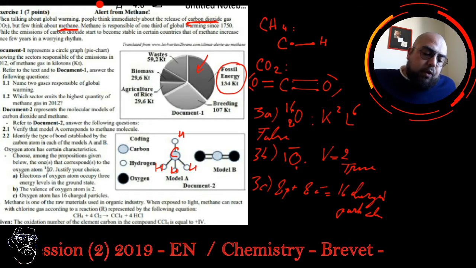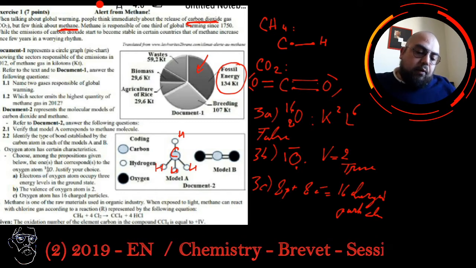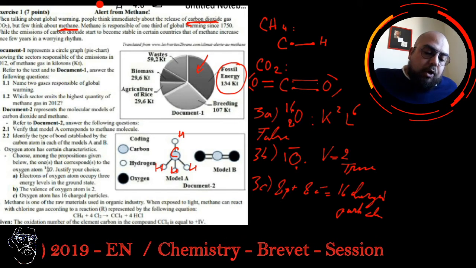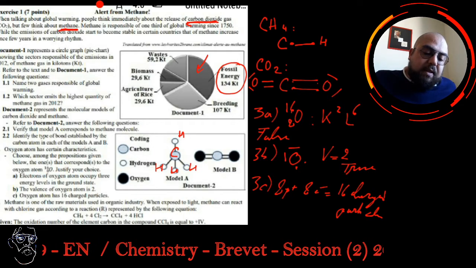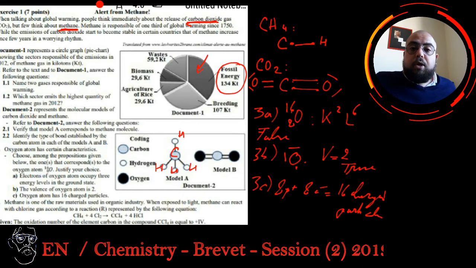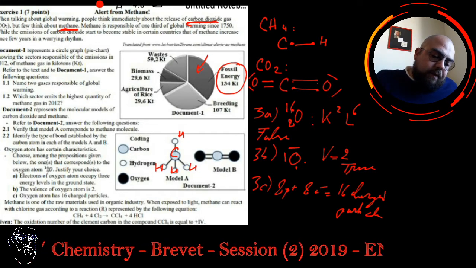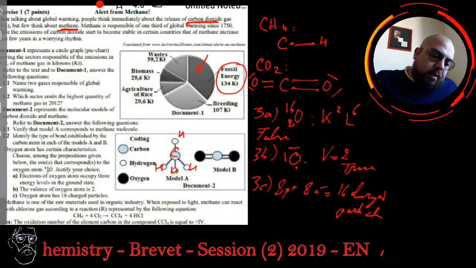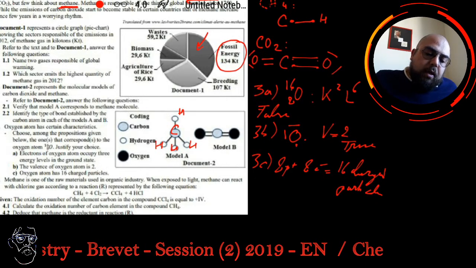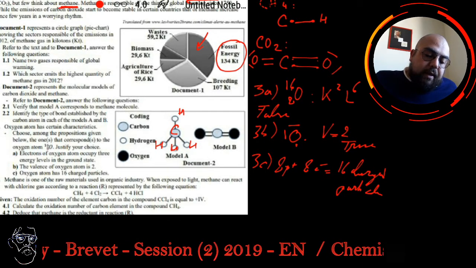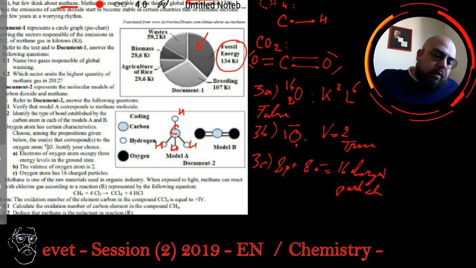4. Methane is one of the raw materials used in the organic industry. When exposed to light, methane can react with chlorine gas according to reaction R, represented by the following equation: CH4 plus 4Cl2 gives CCl4 plus 4HCl. Now, given that the oxidation number of the element carbon in CCl4 is plus 4, calculate the oxidation number of carbon in the compound CH4. Very simple.